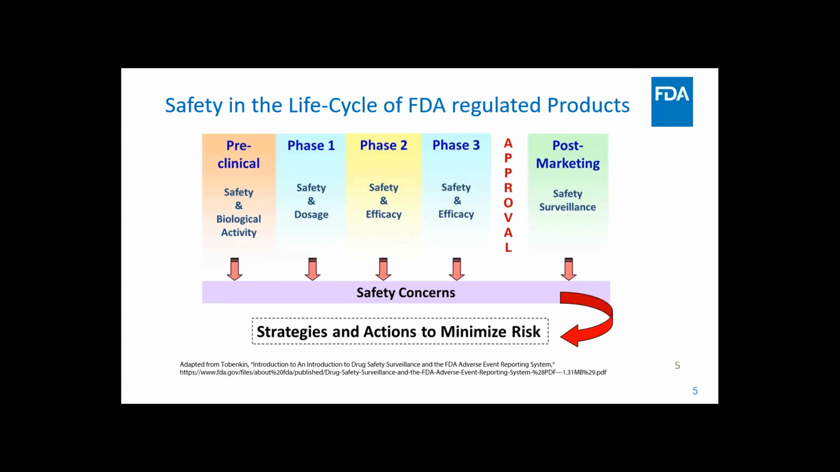So in the preclinical phase, before these products are administered to people, the safety and biological activity are assessed. In phase 1 clinical trials, these are administered under close monitoring to small numbers of individuals, and safety and dosage are assessed. Phase 2 has somewhat larger clinical trial populations, and safety and efficacy are evaluated. And phase 3 are these large-scale clinical trials where, again, safety and efficacy are closely monitored. And if all goes well, the vaccine or biologic product is approved and licensed.